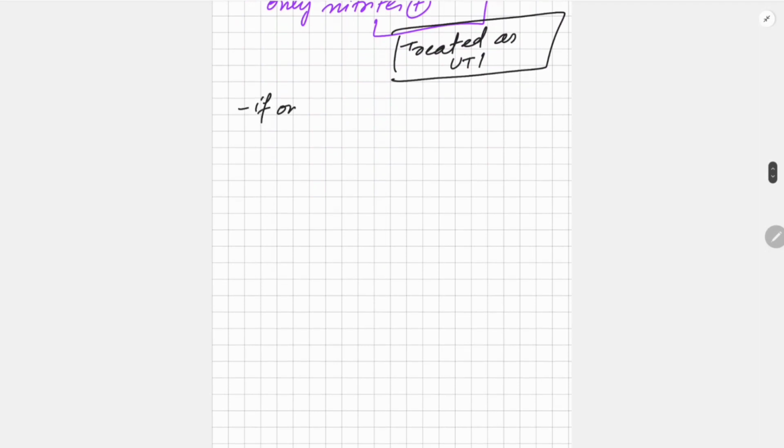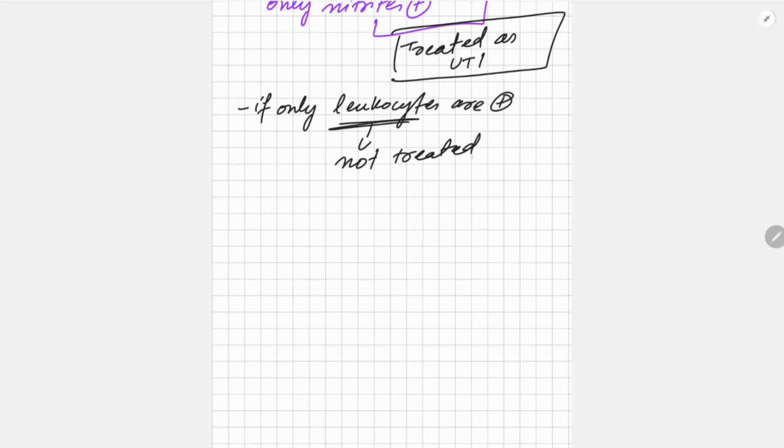If only leukocytes are present, it's not treated as a UTI. It's not treated as a UTI unless indicated. Therefore, nitrites are a specific indicator for determining whether the patient is having UTI or not.